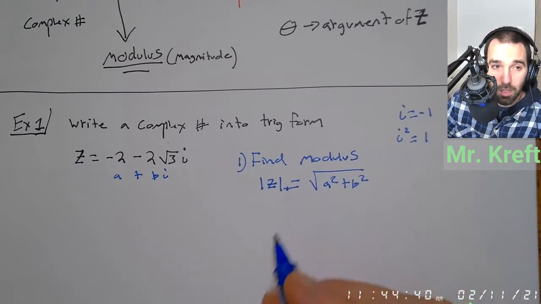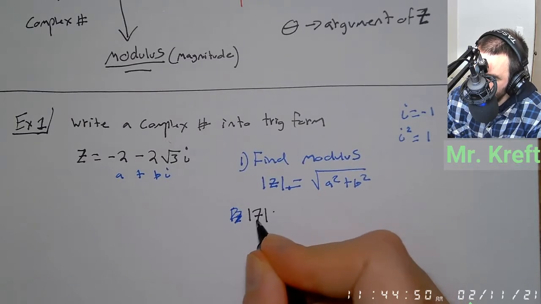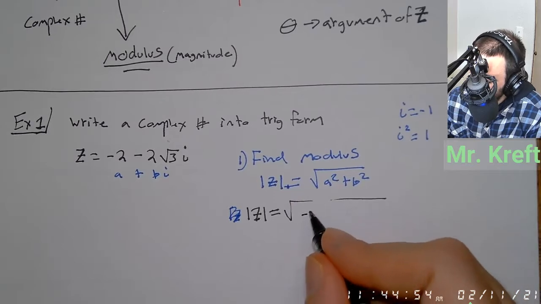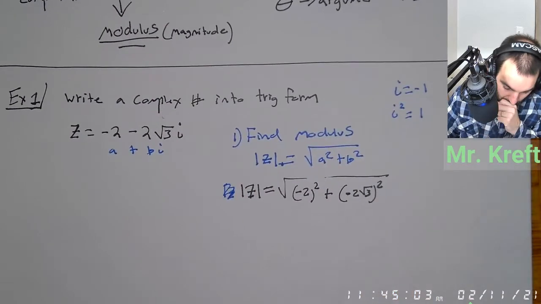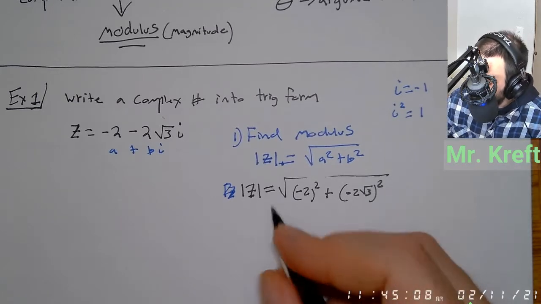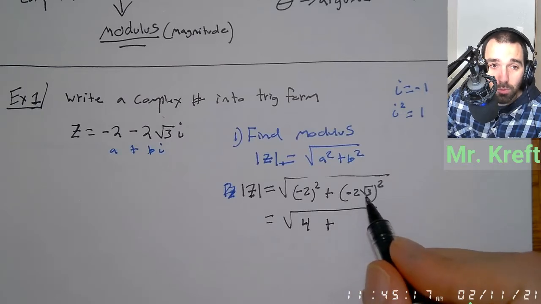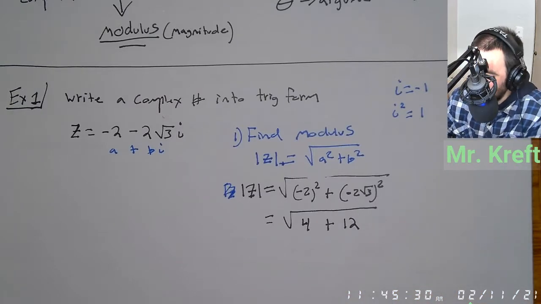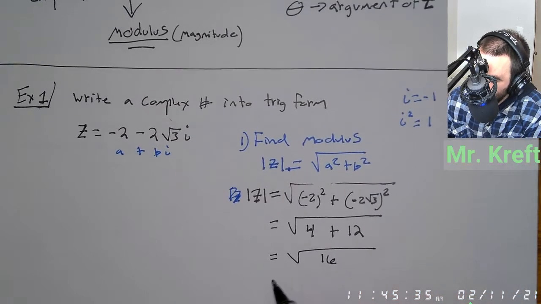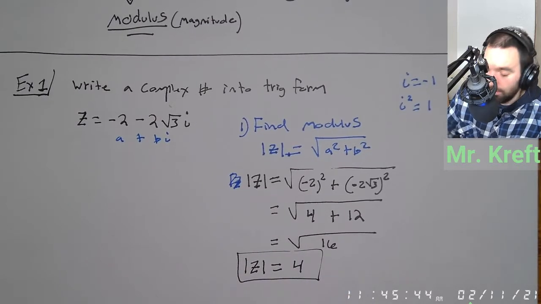Okay? All right, so we're going to find the modulus. The modulus here for our problem is going to be the square root of negative 2 squared plus negative 2 root 3 quantity squared. Okay, so this is going to be the square root of negative 2 times negative 2, which is 4. Root 3 times root 3 is 3. 3 times 4 is 12. Oof. Brain fart there, guys. Oh, it was a close one. 4 plus 12 is 16. Square root of 16 is 4. All right, there's our modulus.